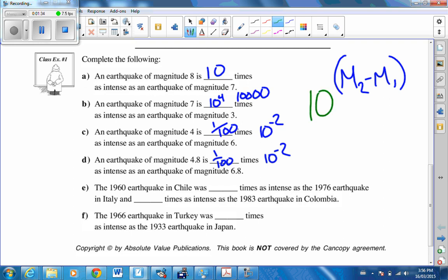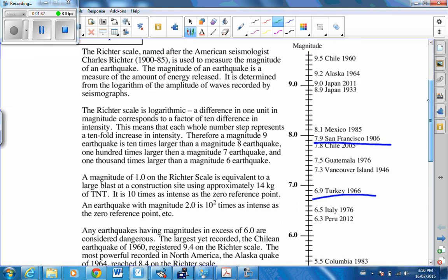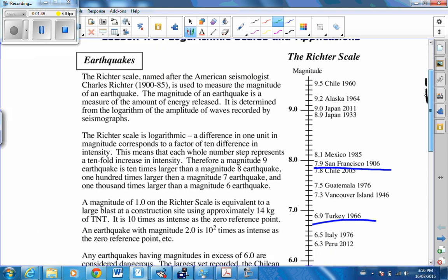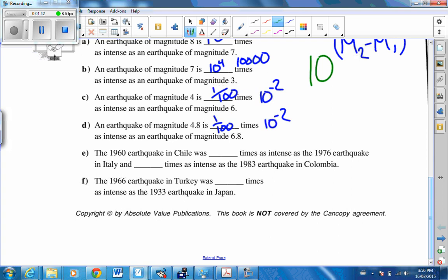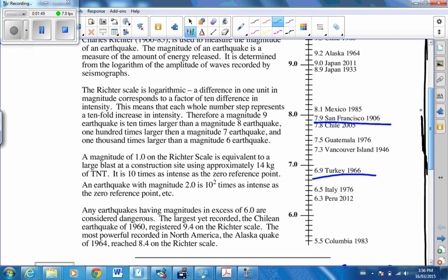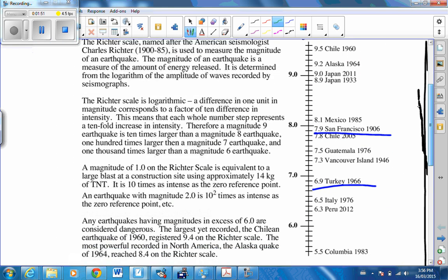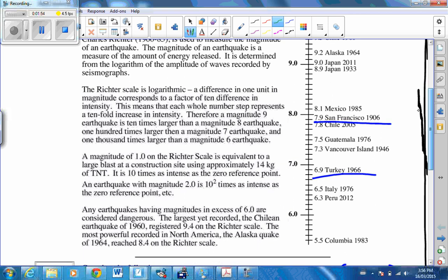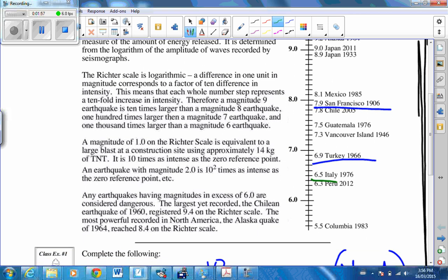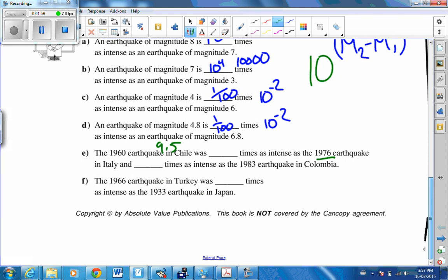So 1960 Chile, 9.5, as intense as 1976 Italy. 1976 Italy is 6.5. So if this is 6.5, this is going to be 10 to the 3, or 1,000 times as intense.